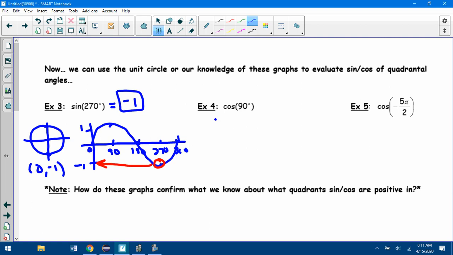Cosine of 90, same idea. I can absolutely use the unit circle. 90 is up here, and this is the point (0, 1), and I know cosine is the x value, so my answer is 0.